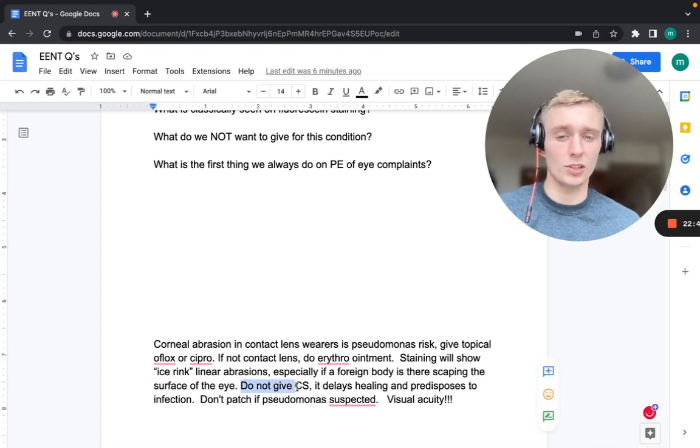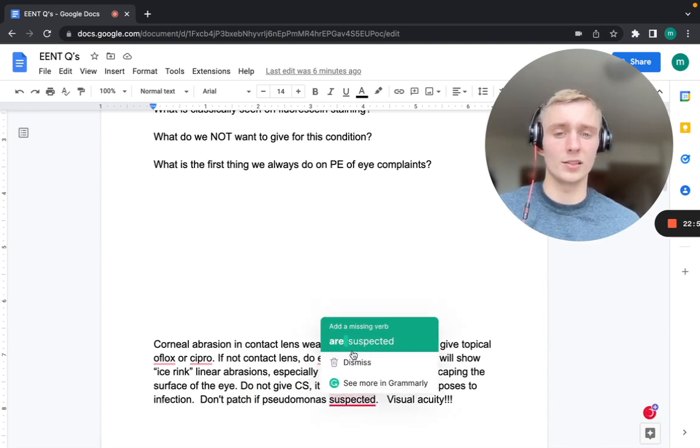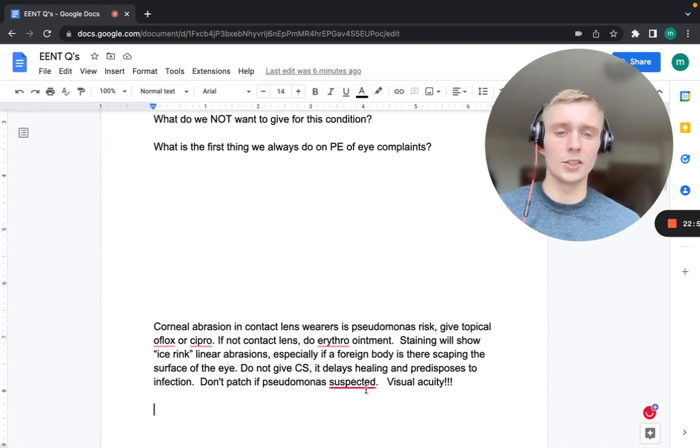Do not give corticosteroids, importantly. It delays healing and predisposes to infection. Also, don't patch if Pseudomonas is suspected. Visual acuity is the first thing we do on a physical exam of any eye complaint, to see if they can actually see first.